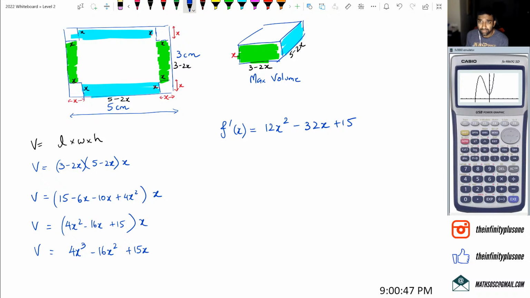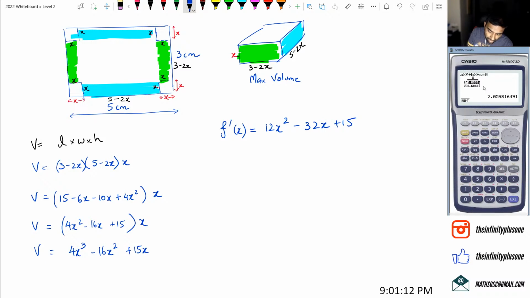Now it looks good. Okay, at this point, I'm not going to waste my time trying to factorize this. I'm going to go straight into the quadratic formula in the polynomial function on the graphics calculator, degree 2. Let's punch in these numbers: 12, minus 32 and 15. Boom, there are my two answers, ladies and gentlemen.